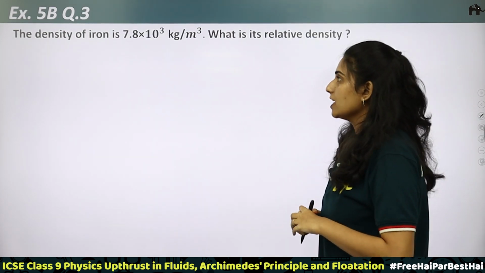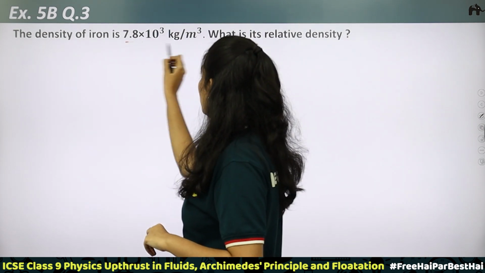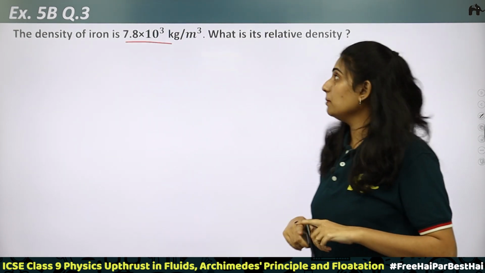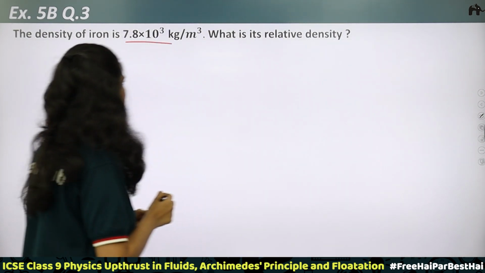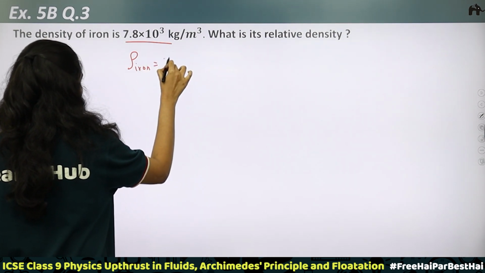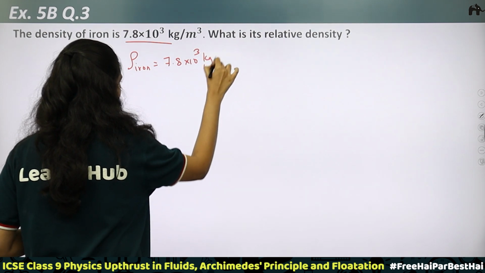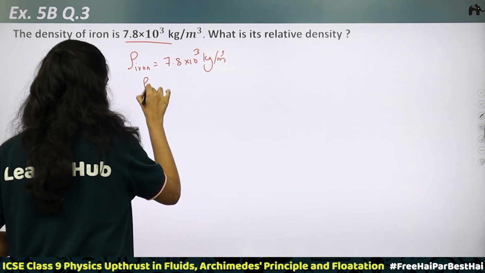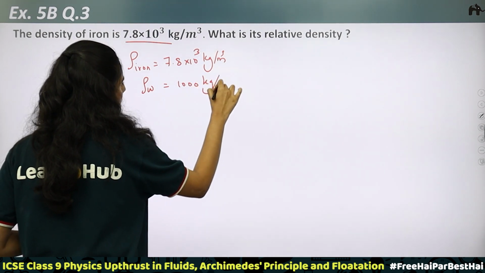Question number 3 of exercise 5B. The density of iron is 7.8 into 10 raised to 3 kilogram per meter cube. What is its relative density? How to find the relative density? We have the density of iron equal to 7.8 into 10 raised to 3 kilogram per meter cube. We know the density of water is equal to 1000 kilogram per meter cube.